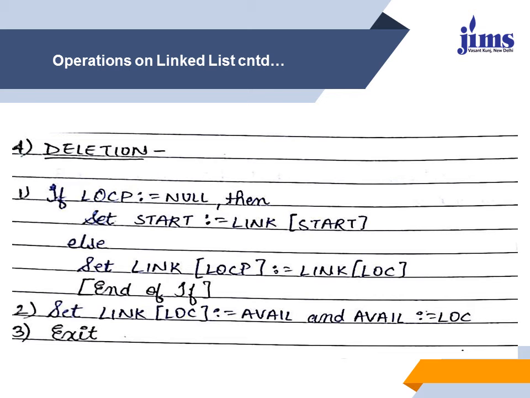So I'll set start equal to link of start. Otherwise I'll have to set the link of the previous node equal to the link of the location, which will end the if structure, and then simply set the link of location, that means the deleted node, equal to avail, and avail equals location, and then I'll simply exit. So this is the simplest way in which you can delete the node from any linked list.